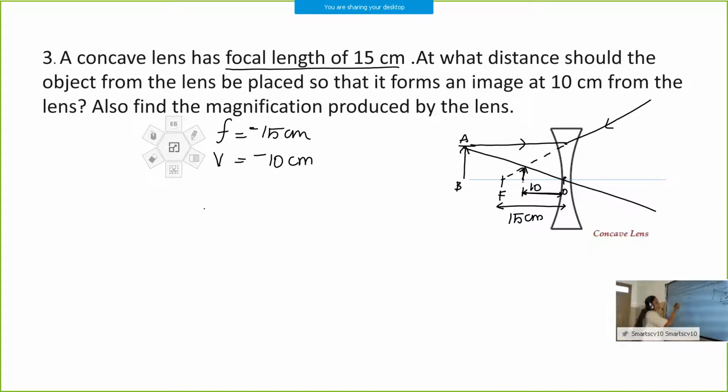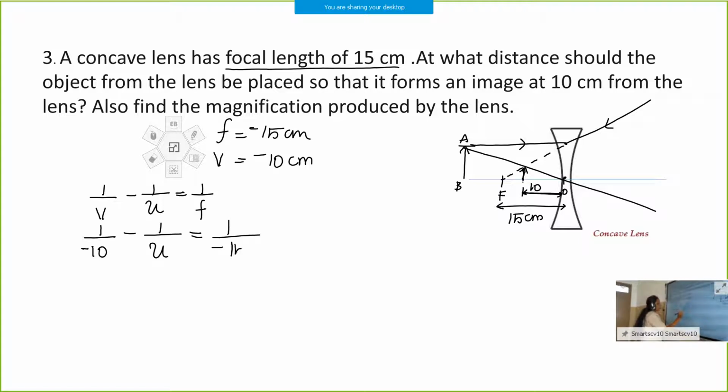Okay, you have to find out U. So you can use the equation 1 by V minus 1 by U is equal to 1 by F. V is given as minus 10. So minus 1 by U is equal to 1 by minus 15. Is it clear? Object distance you have to find out. U you have to determine. Image distance is given as minus 10. Focal length is also given as minus 15. So how will you find out 1 by U?